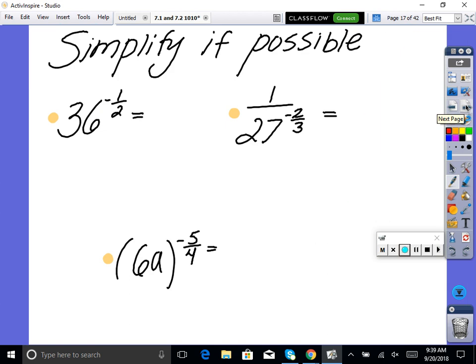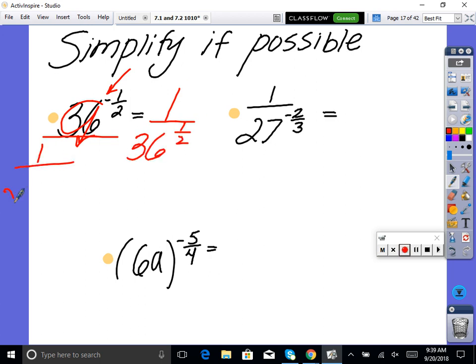Okay, we get it. So it says simplify only if possible. So we would say, don't say it's not possible because that's not true. We would first say negative exponents need to be flipped. So that takes that down. 1 over 36 to the 1/2 power, which is 1 over the square root of 36, which is 1 over 6. Are you guys okay? Yeah.